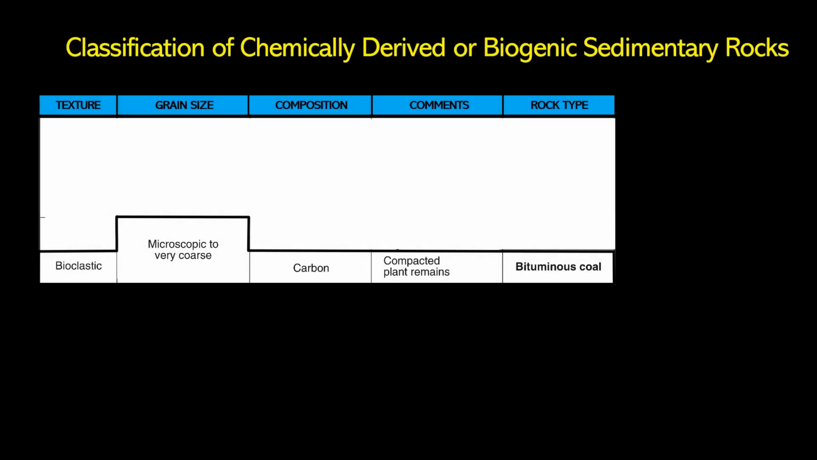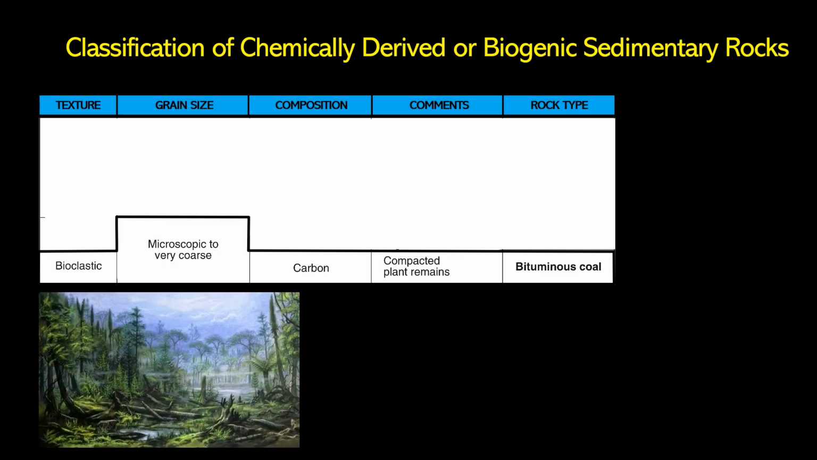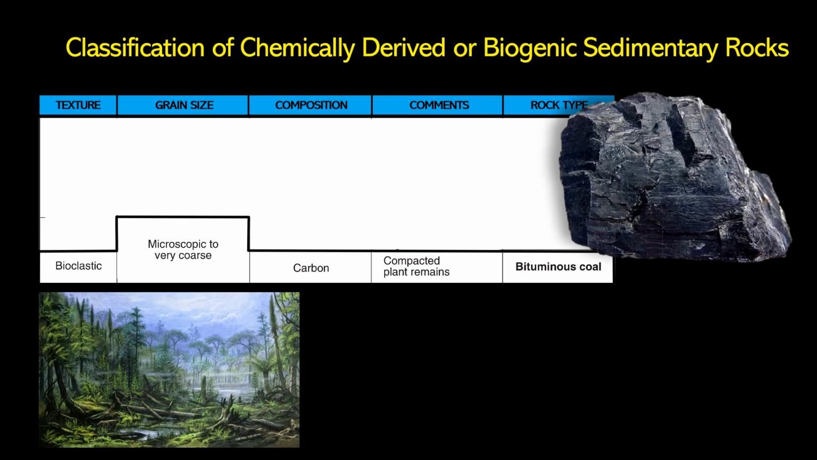Coal is an organic sedimentary rock formed from the accumulation and compaction of plant material, typically in swampy or low-oxygen environments where organic matter doesn't fully decay. Over time, heat and pressure transform the plant debris into coal through a process called coalification.